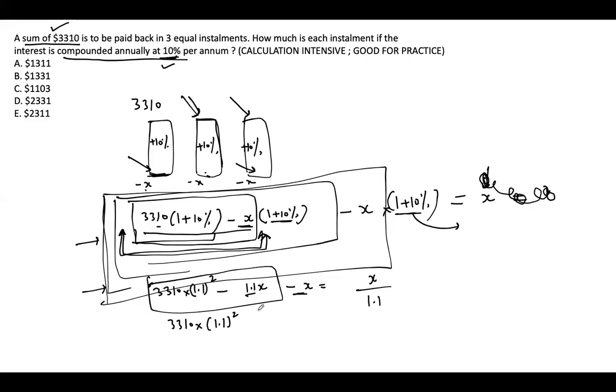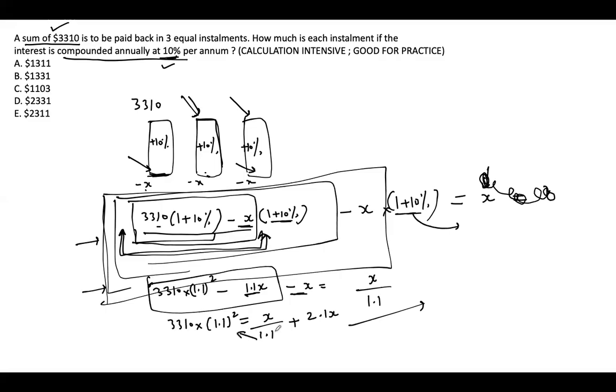What will be the addition? Sorry, minus. We are going to add these two, na? 1.1x minus x. So minus 2.1x. So on the right hand side, it would be 2.1x plus 2.1x. Okay. Now you can multiply with this.